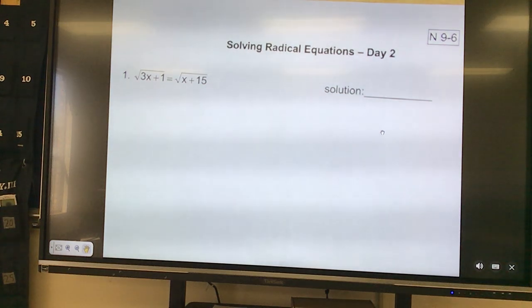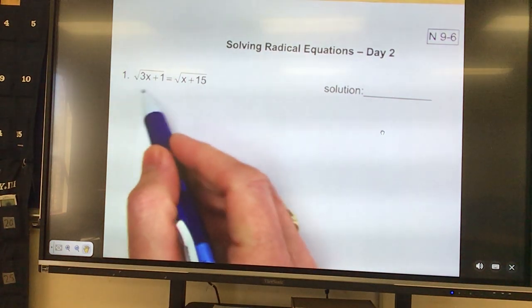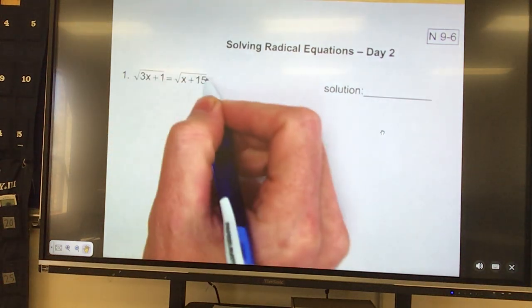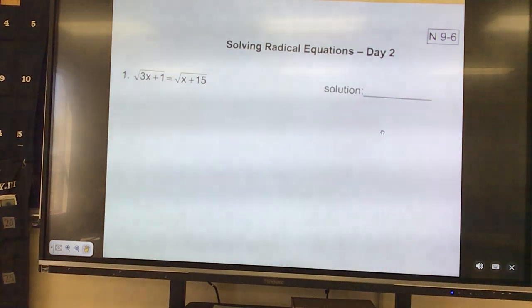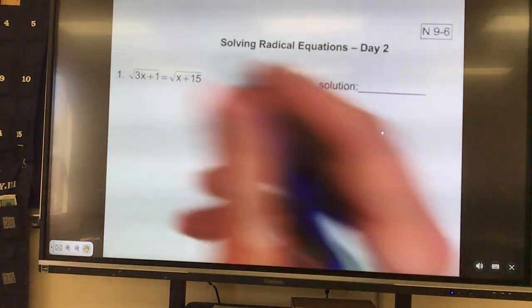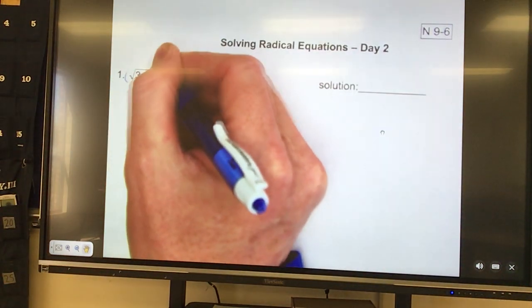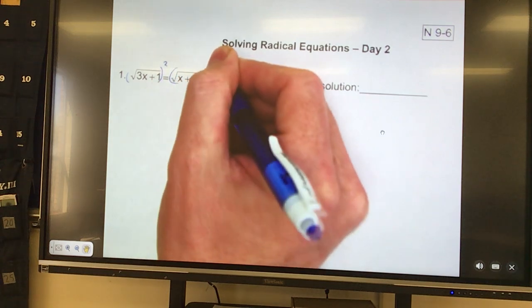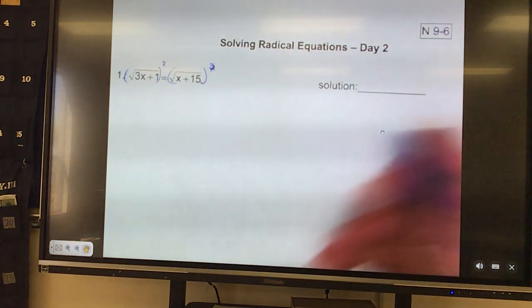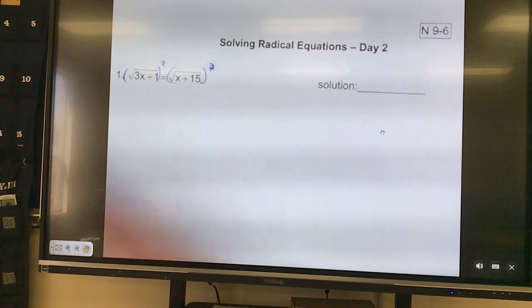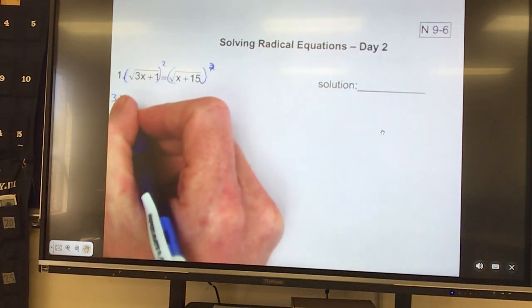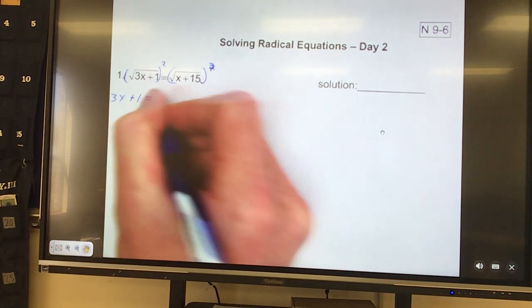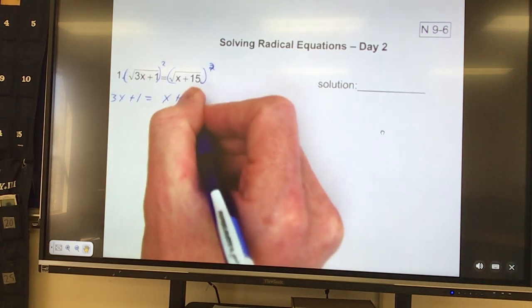So on our first one, they're both square roots, so just like we did on our previous 2 lessons, to get rid of a square root, we do the opposite, which is we square it. When I square a square root, it just drops those radicals and leaves it just like it looks. 3x plus 1 equals x plus 15.